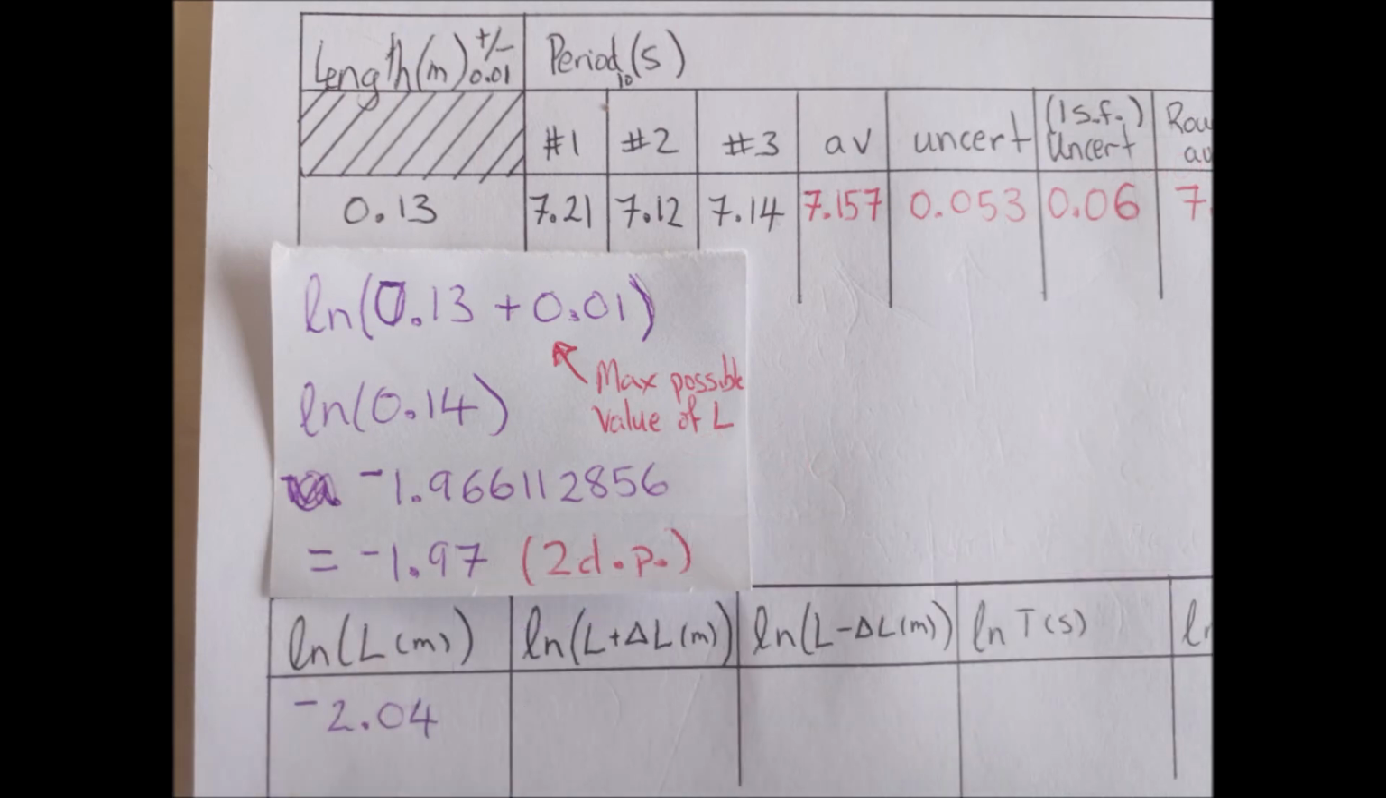Next, we have to do the uncertainties, and the way we do that is taking the log of the maximum possible value. Our uncertainty there in length was 0.01 and the length was 0.13, so we can add those together to get the maximum value of 0.14. You can see I've logged it there and got negative 1.97.